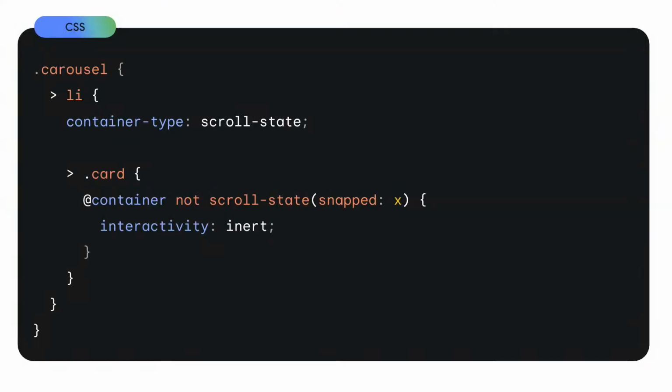The code here uses scroll state queries to apply inertness to any card that is not currently snapped. Interactivity inert is equivalent of dynamically applying the inert attribute which already exists in HTML. So this isn't a new concept, but it is a new way to use it. There is an evolving dialogue on this feature and how to best support developers when applying inertness.